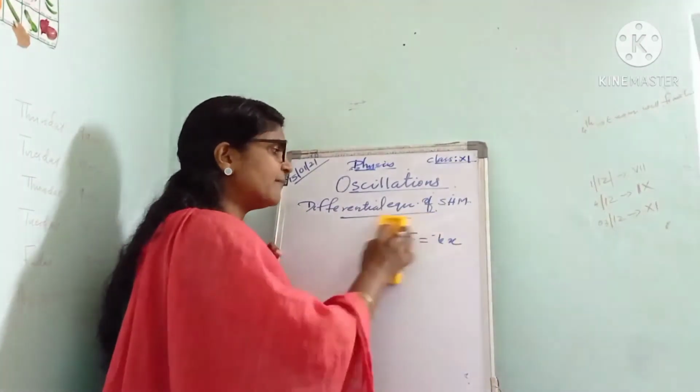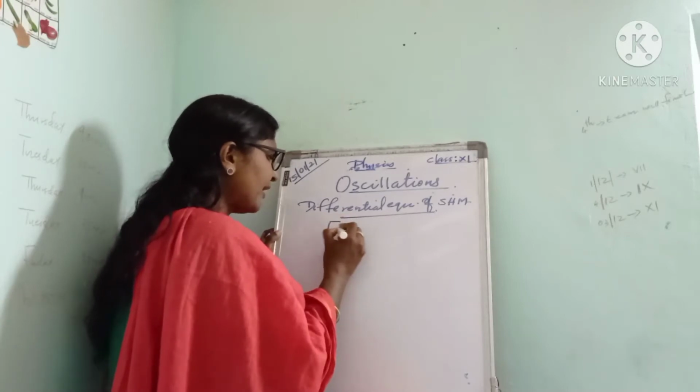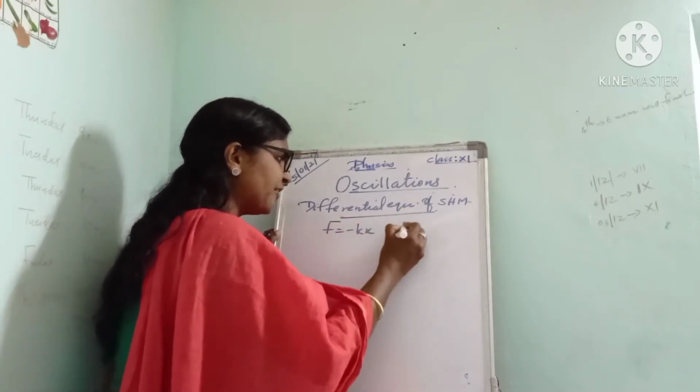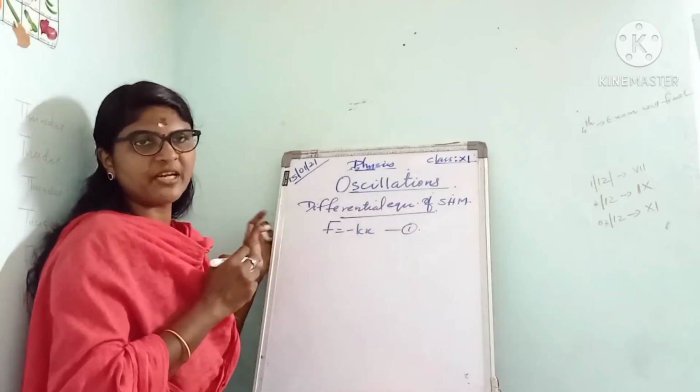So we can write the restoring force as F equal to minus kx. Let it be equation number 1. F equal to minus kx. That is equation number 1.